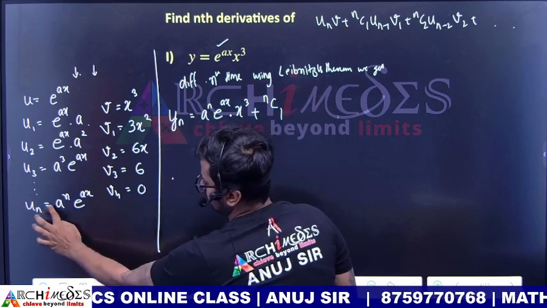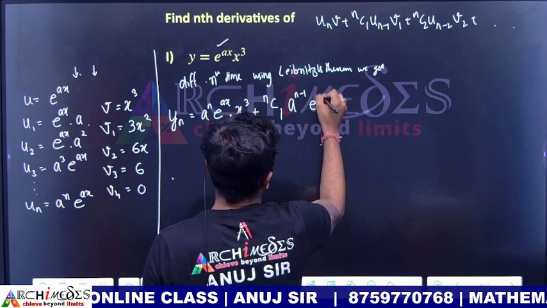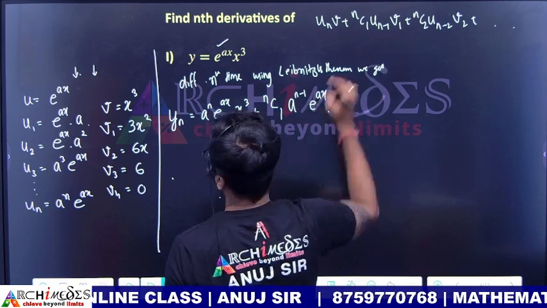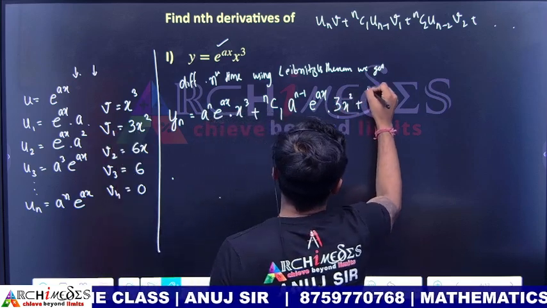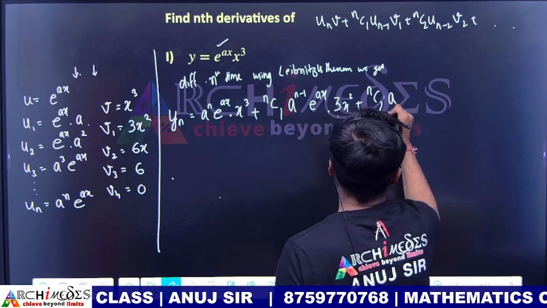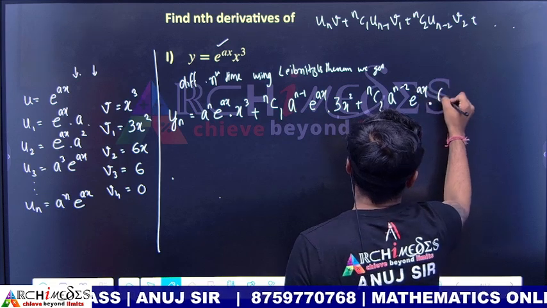So if it is n minus 1, it will be a to the power of n minus 1, e to the power of ax. So what is v1? v1 here is 3x square. Next is nC2, a to the power of n minus 2, e to the power of ax. What is v2? It is 6x.